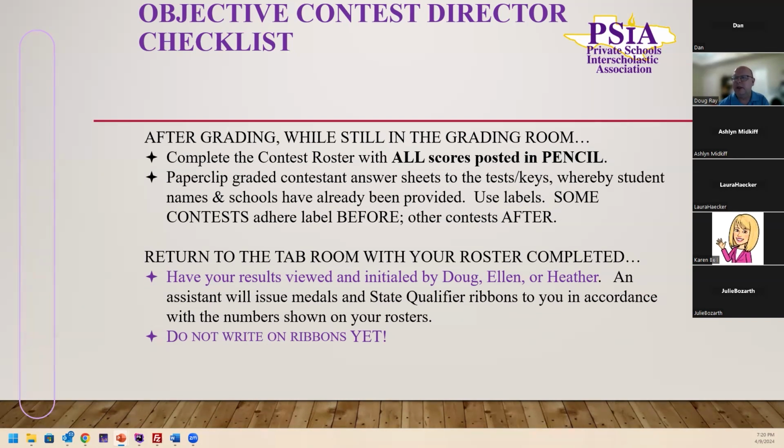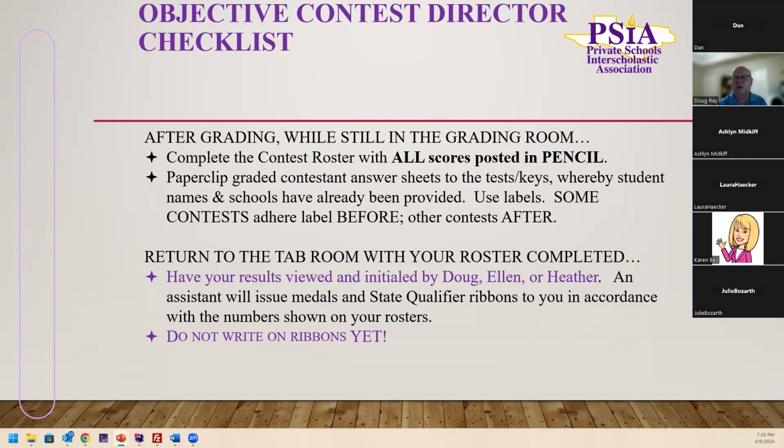It doesn't matter. Once you get all that ready, and you can have the graders help you with this, your assistant should help you with this as well. This paper clipping stuff doesn't have to be just you doing that. You can get help to do that. Once you finish that and you've got your roster filled out, return to the tab room with your roster completed. And you need to have your results viewed and initialed either by me or Ellen or Heather.